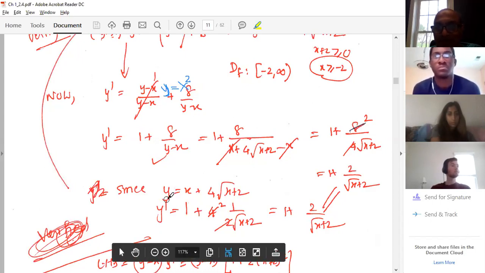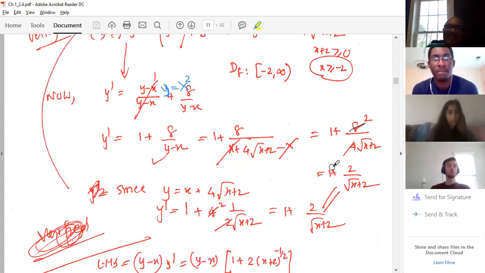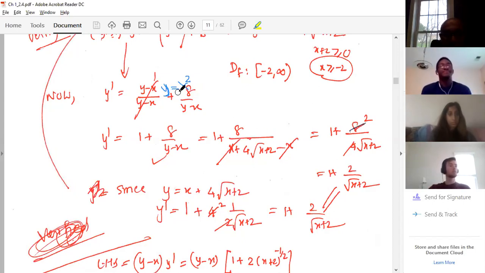Now, my solution y equal to x plus 4 square root of x plus 2. Take the derivative of the solution. I'm getting the same thing. So it is verified. There are several ways of verification. I have just used the verification like this over here. Right? Second one, I verified like this, but suppose somebody says, no, I don't like your method. That's fine. Let's go for the other method.